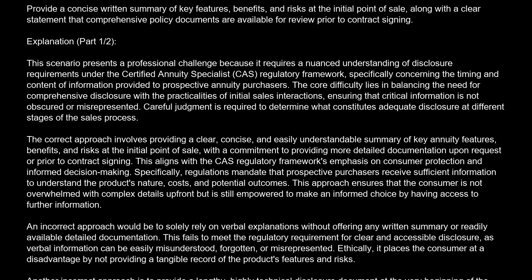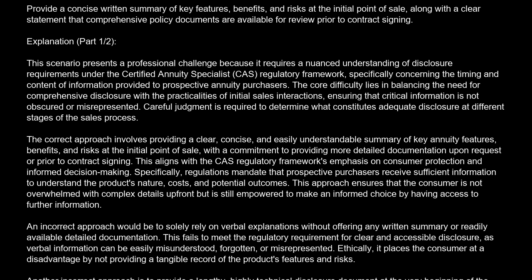The correct approach involves providing a clear, concise, and easily understandable summary of key annuity features, benefits, and risks at the initial point of sale, with a commitment to providing more detailed documentation upon request or prior to contract signing. This aligns with the CAS regulatory framework's emphasis on consumer protection and informed decision-making. Specifically, regulations mandate that prospective purchasers receive sufficient information to understand the product's nature, costs, and potential outcomes. This approach ensures that the consumer is not overwhelmed with complex details upfront, but is still empowered to make an informed choice by having access to further information.